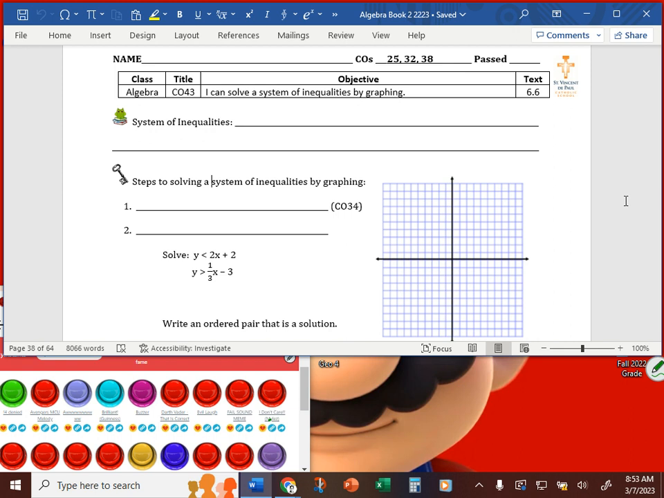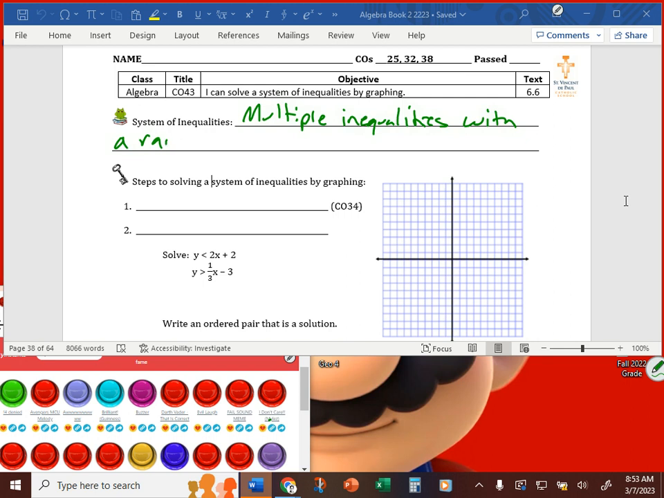But a system of inequalities, it is going to be one, or as I say, multiple inequalities with a range of ordered pairs for a solution. Multiple inequalities with a range of ordered pairs for a solution.